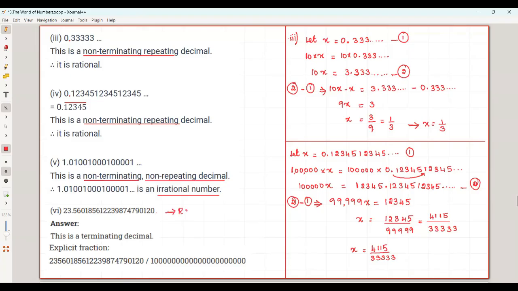If it's rational, again you have to write it in the form of p by q. How to write it as p by q? Just check how many decimal places there are, and divide by that many zeros. After the decimal point, we have 21 decimal places. From here to here, we have 21 decimal places. So divide by 21 zeros, and you will get the answer in p by q format.